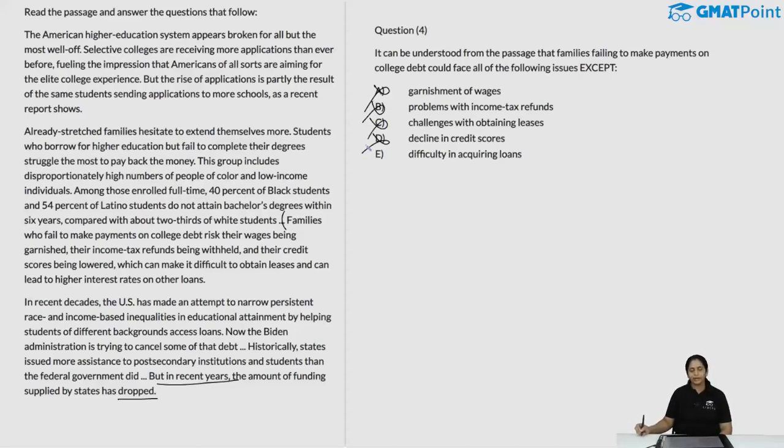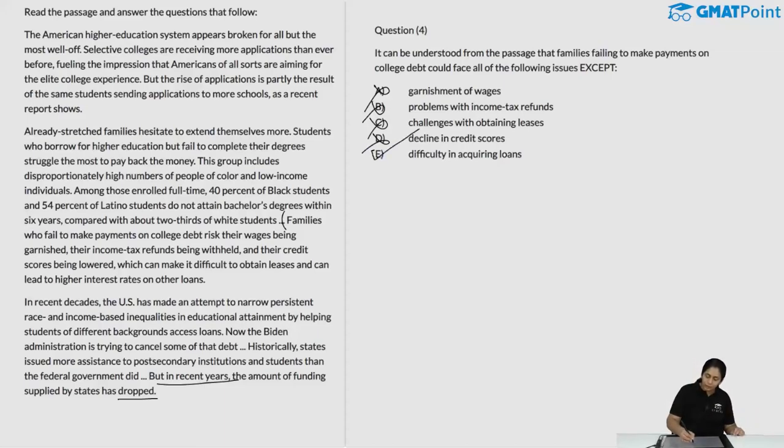It's not about acquiring loans. You will get a loan, but you will get a loan at a much higher rate than everybody else. So essentially, if you have existing student loan debt, while another person might get it for 5% or 6%, you will have to pay 12% because you have a poor credit score. So essentially, the poor credit score means that you will get a loan, but at extremely high interest rates as such.